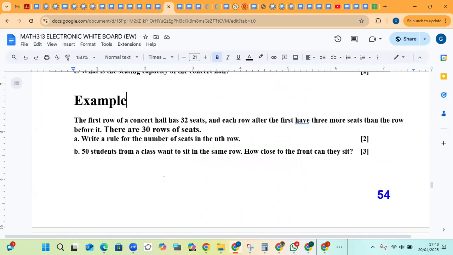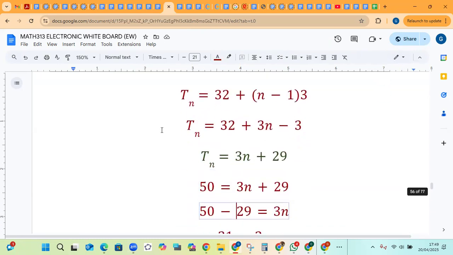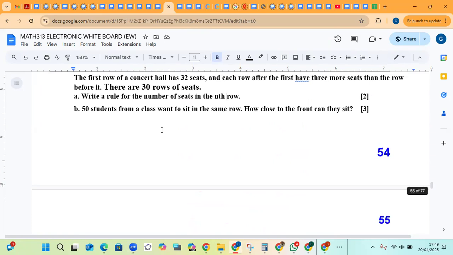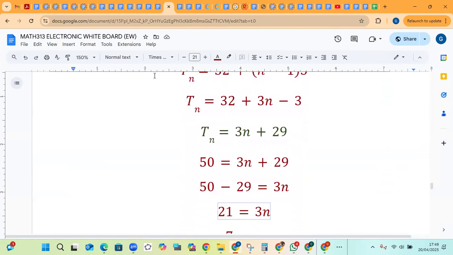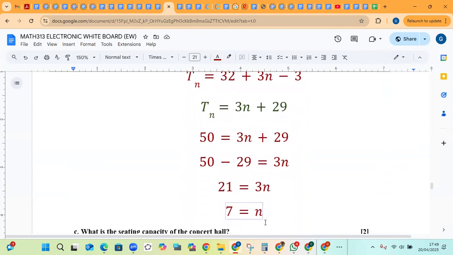So here we are familiar with that example, and here we've got the general rule. T of n is 3n plus 29, and we want the row with 50 students, so T of n will be 50. This is why 50 was made equal to the general rule, and then n was solved. You subtract 29 on both sides, and then you divide by 3. Here we have an n of 7.